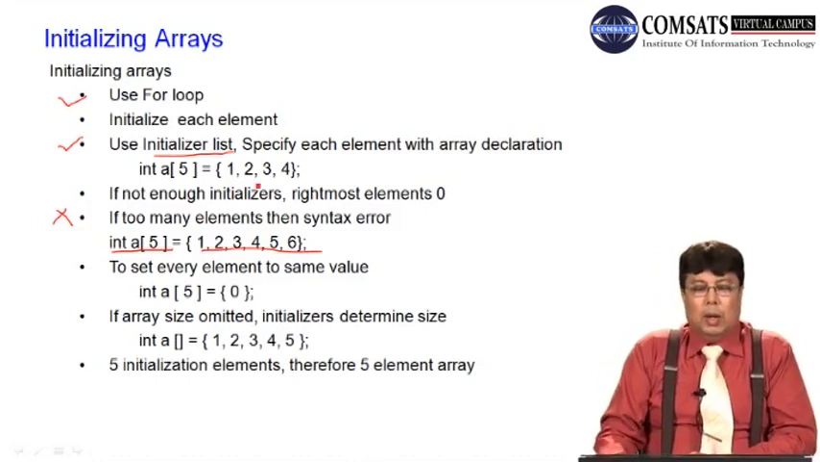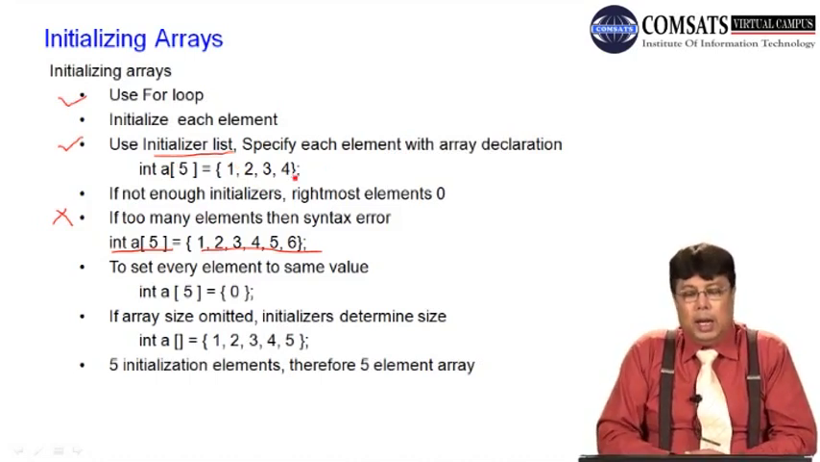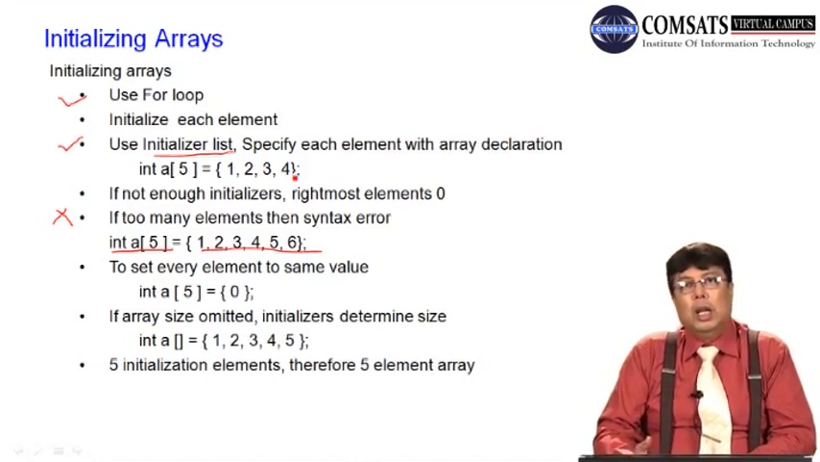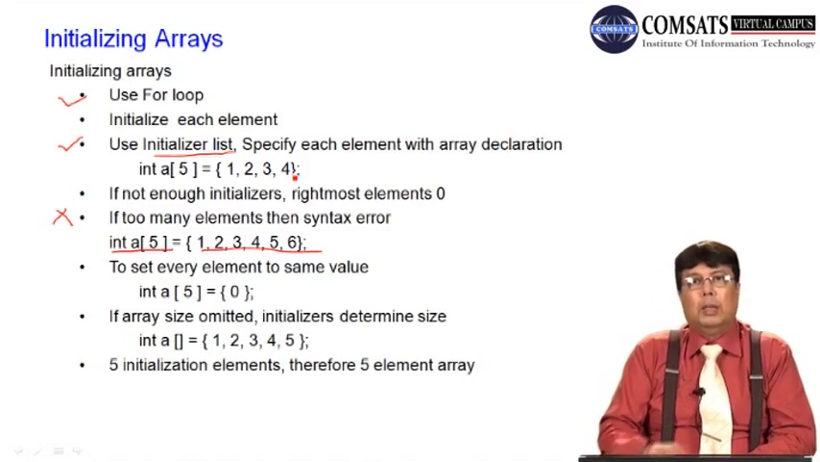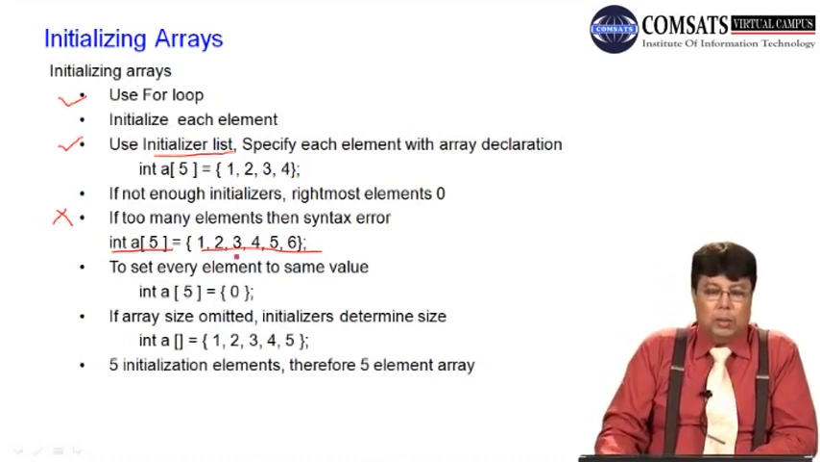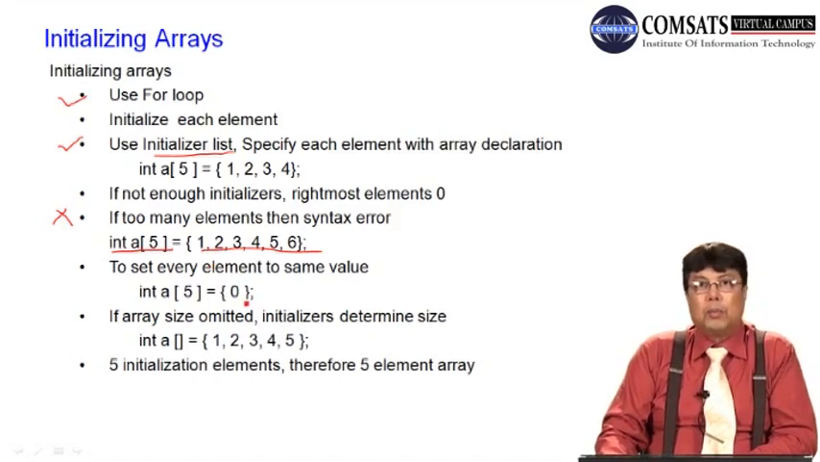I told you here that if you do not provide an equal number of elements, the rightmost elements are initialized to 0. So what will happen here? int a[5] = {0}. Obviously the first element should be 0 and all the rightmost elements should be 0.